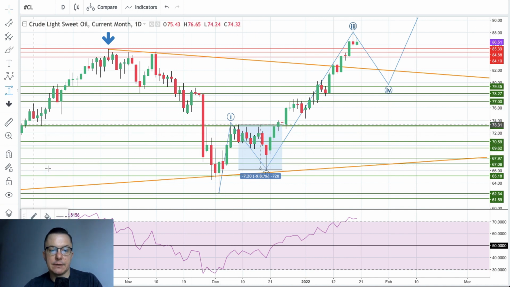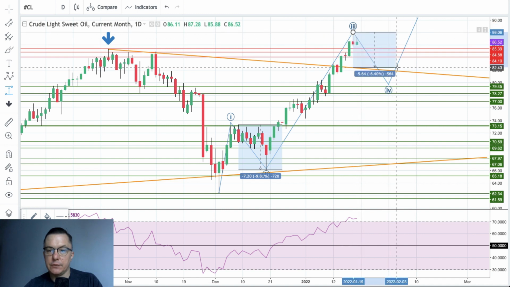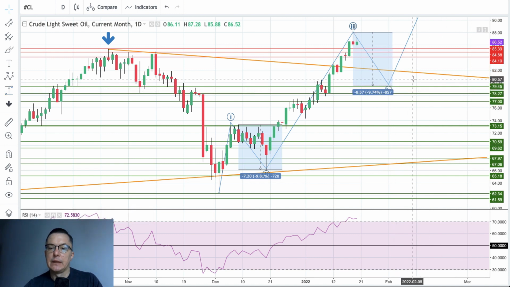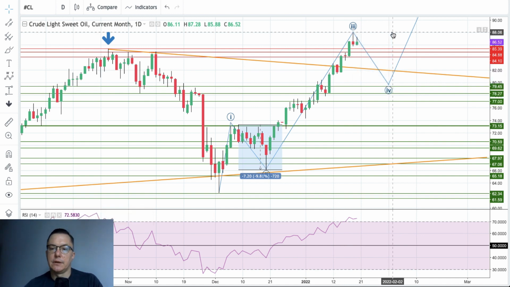So 9% here, if we talk about the same corrections, it's almost the same as I mentioned, 79.45. So this is the maximum level for the correction to decline, because of course we'll have the same cycle here, and there is no overbalance. So 79.45 is the last resort for the bulls, and then of course we are waiting for the wave 5 to the upside to develop.